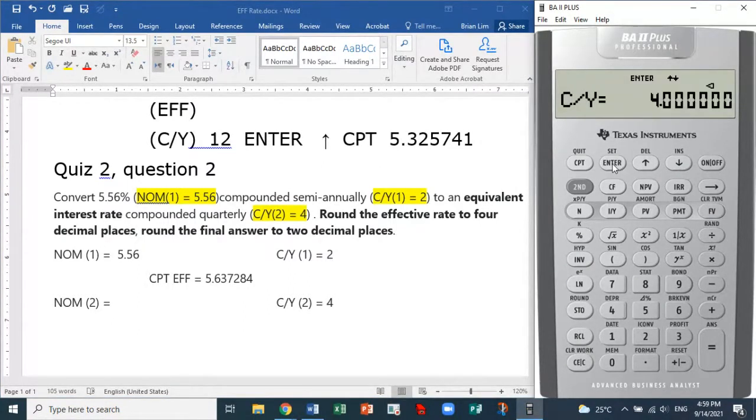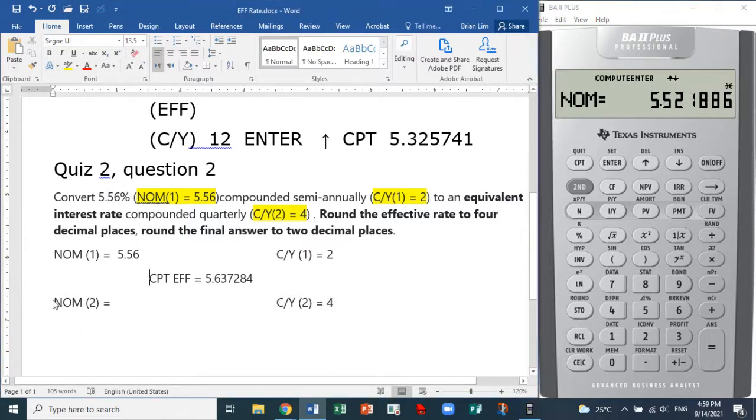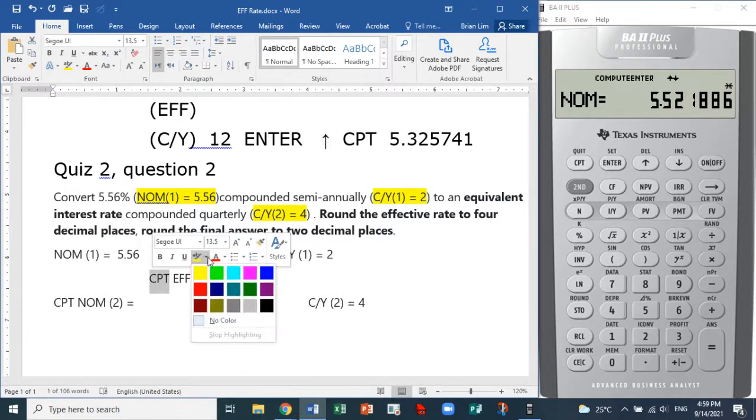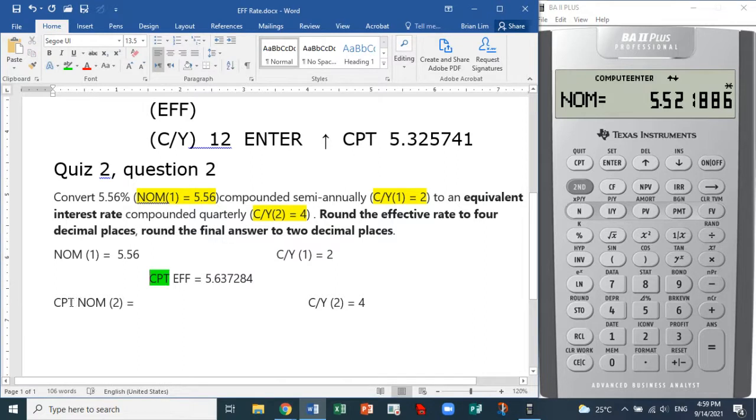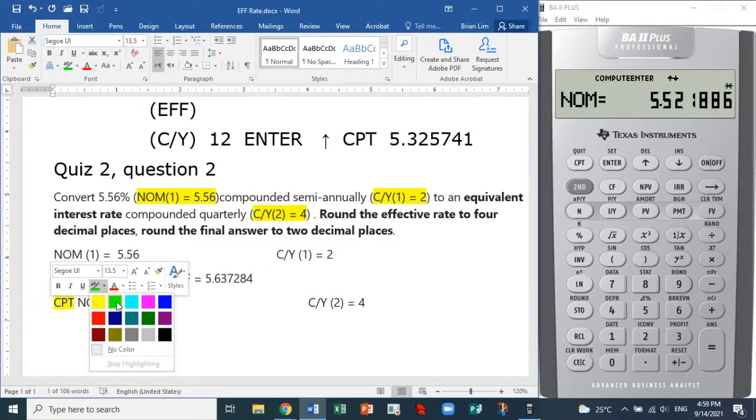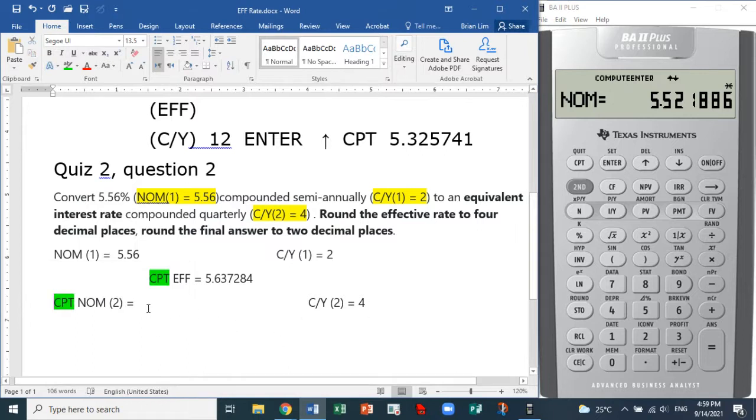That's the new value, 4. And then what happens? Well, the effective remains the same. We don't change that, but this nominal is what we need to compute. So we will put in here CPT, so we know which ones we are computing. And maybe it would be to our best interest to highlight them. We'll use the green because we are getting answers. All right, so answers, we use green.